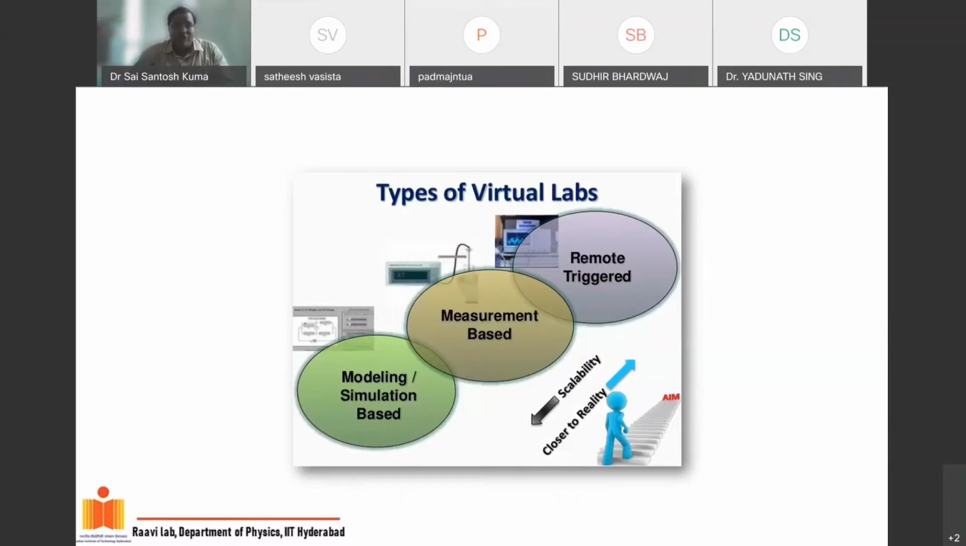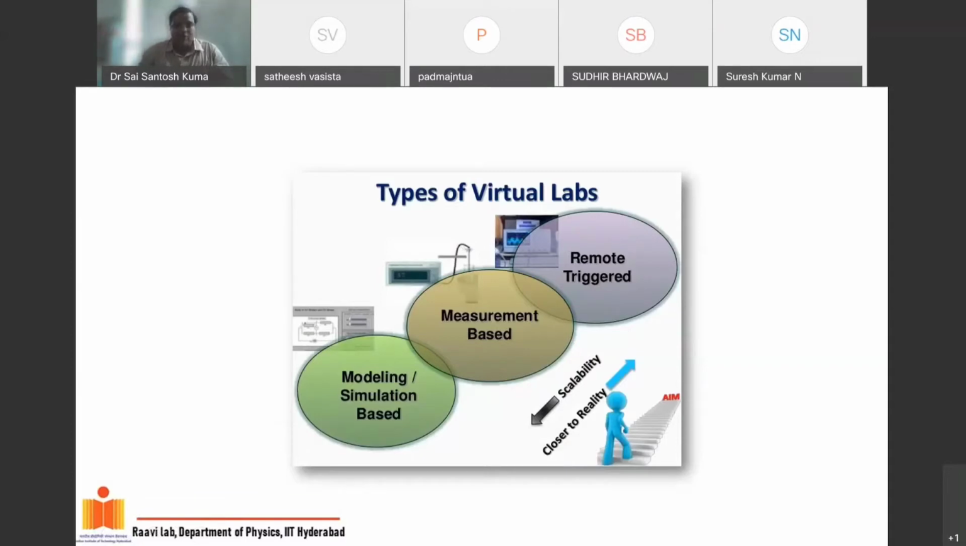We can have a modeling, simulation-based lab. You can have a measurement-based lab. You can have a remote triggered lab. Now, the point about this remote triggered measurement-based lab is that you have your instrument somewhere in remote areas and you can sit at home and operate it.